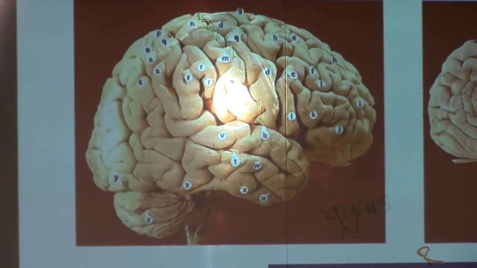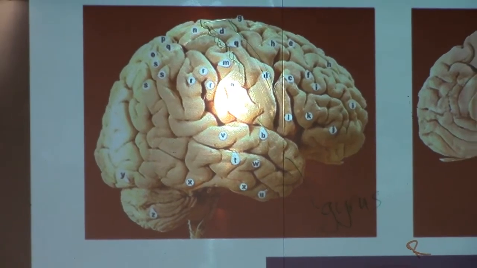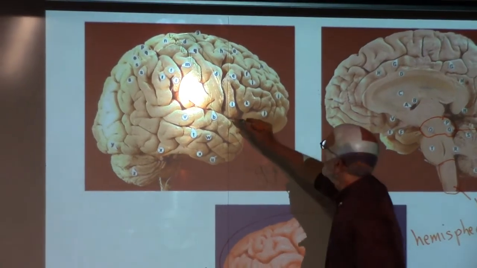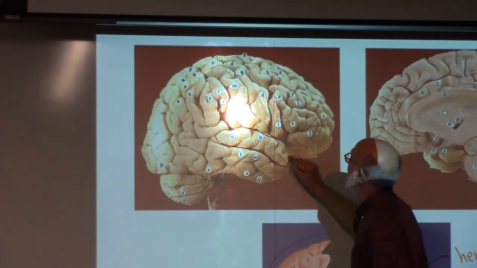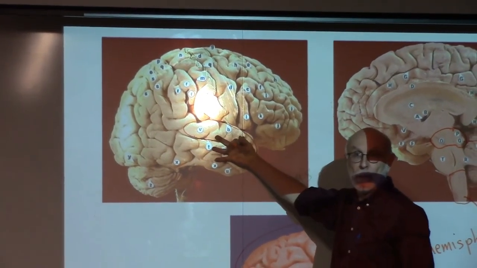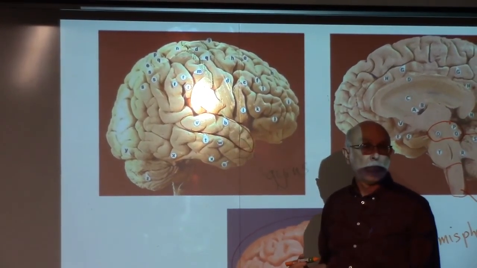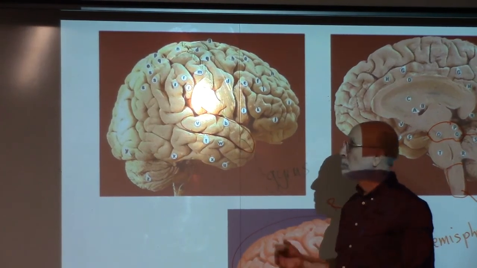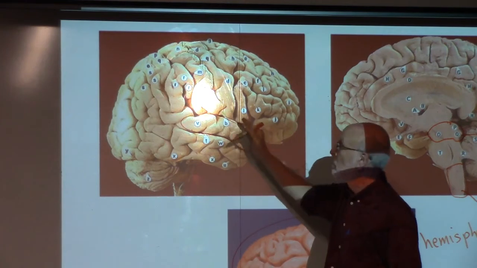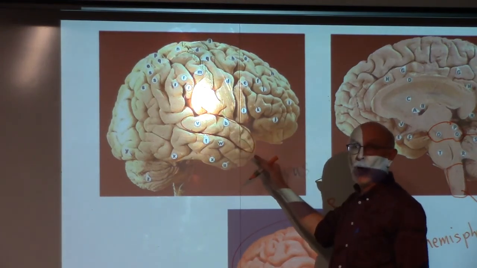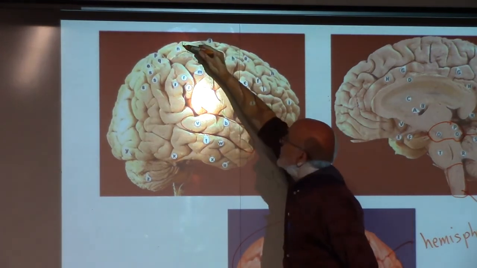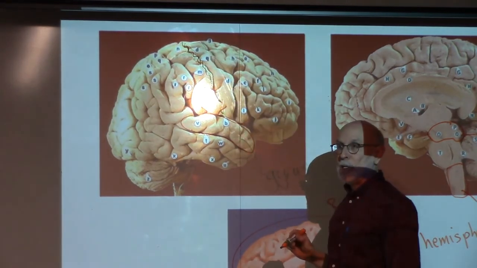So I'm going to give you a hint. I'm going to ask you to use the pattern recognition features of your amazing human brain. This thing is called the superior temporal gyrus. Superior, above, it's high in the temporal lobe, so it's the superior temporal gyrus. This is the central sulcus.